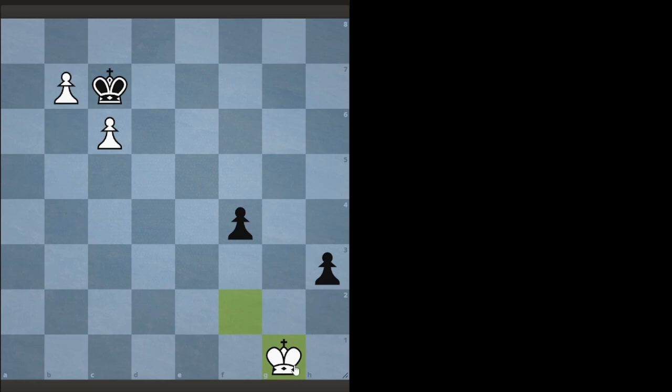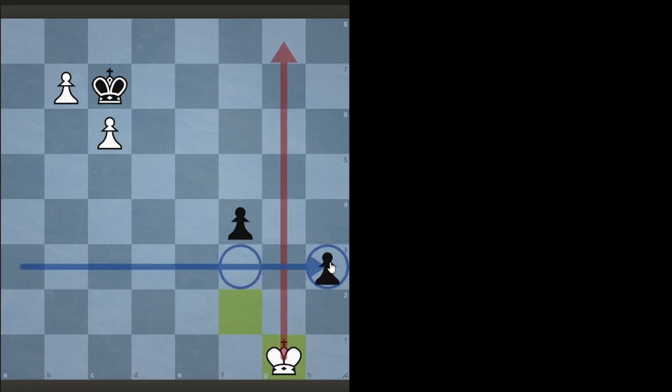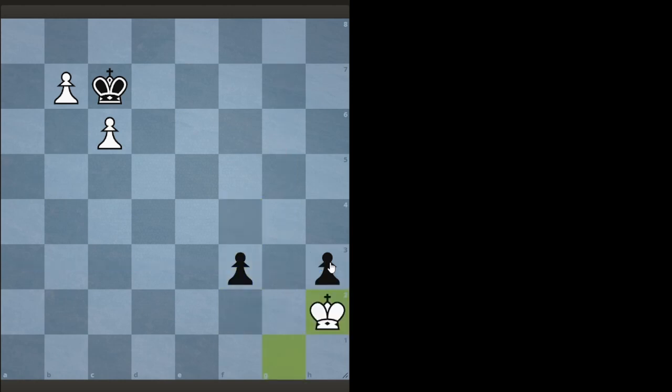Why? Because at this moment, the king gets between the pawns, we are making the pawns be on the same rank, and after that, if the king approaches one of the pawns, the other pawn advances, and the king can no longer stop the pawn from getting into the promotion.